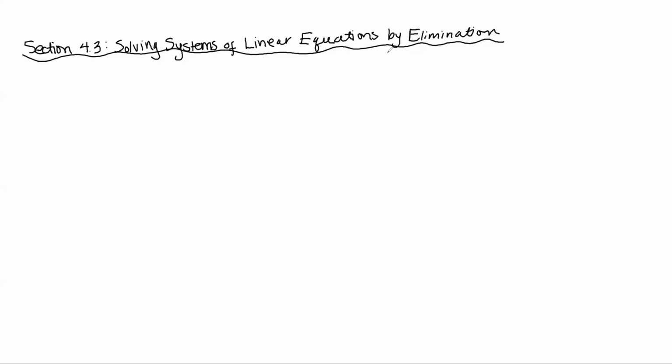All right, so our last section of chapter 4 is still on solving systems of linear equations, but now we're going to be solving them by our last method, which is elimination, and you'll sometimes hear it called addition. Both of them kind of speak to what we're doing. We're eliminating one of the variables by adding the two equations together.